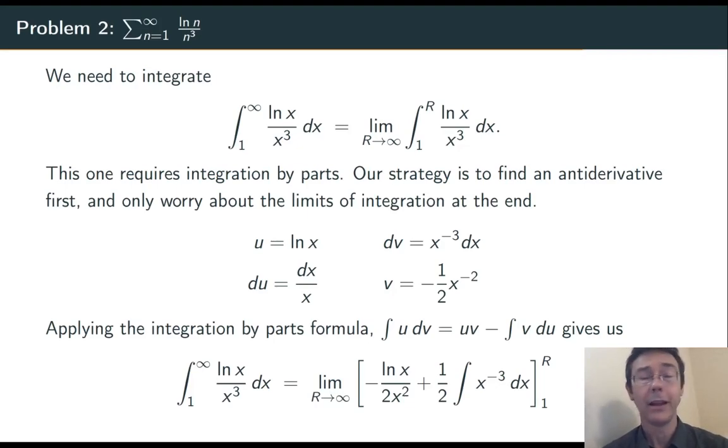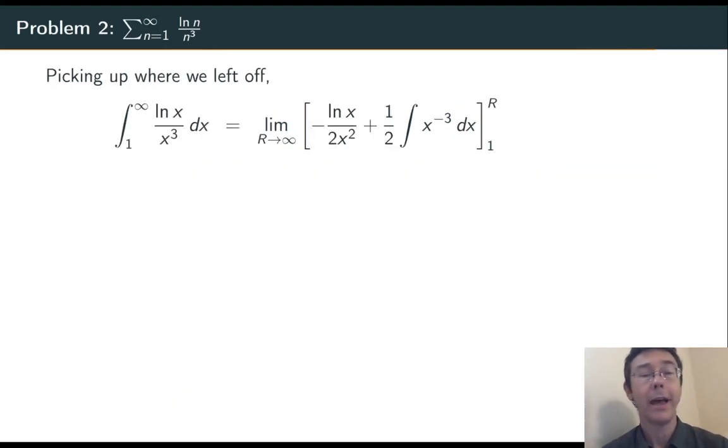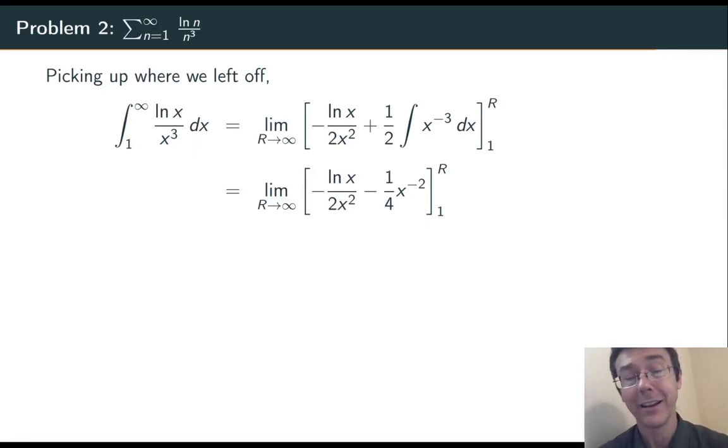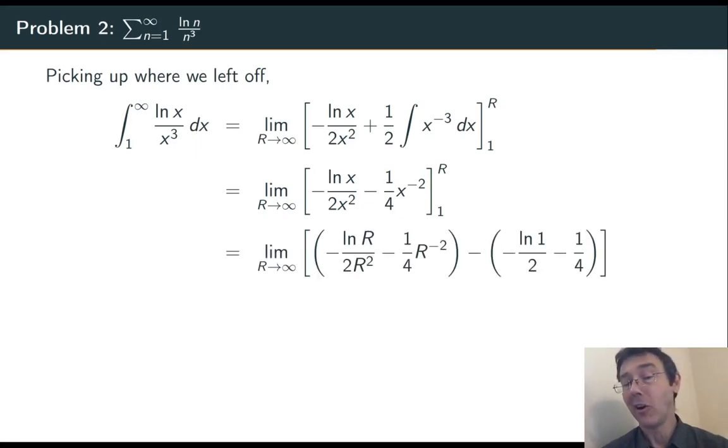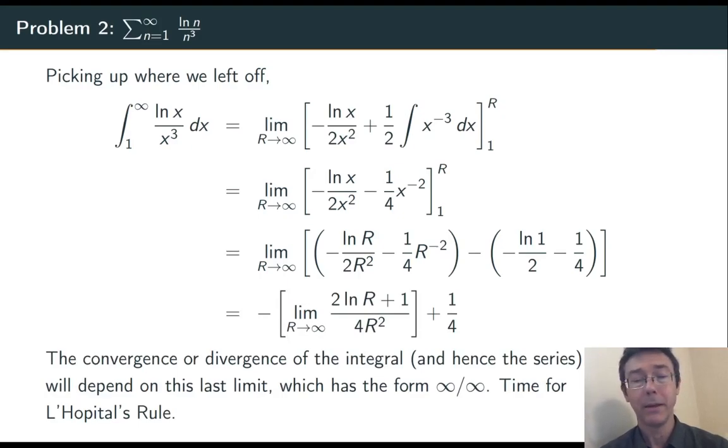I still have one integral left, so let's go ahead and do that. We're going to evaluate the integral of x to the negative 3 dx. So overall, I'm getting that 1/2 of that integral is negative 1/4 x to the negative 2nd. Plug in the r, plug in the 1, simplify it just a tiny bit, and recognize that now I have to do the limit. If that limit is infinite, the integral will diverge, and therefore so will the series. If it's finite, the integral will converge, and so will the series. So it really all comes down to that limit.